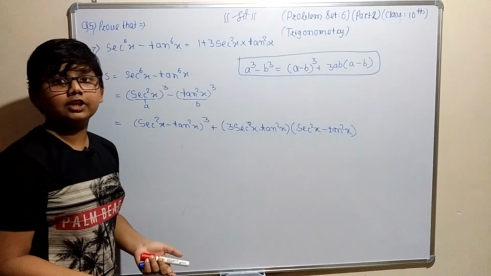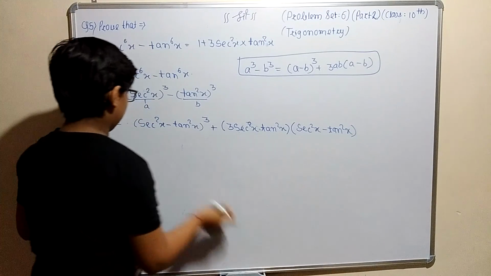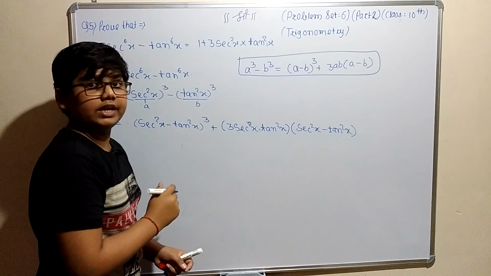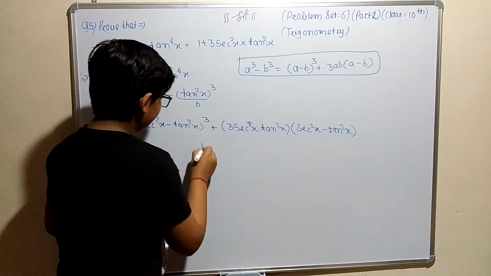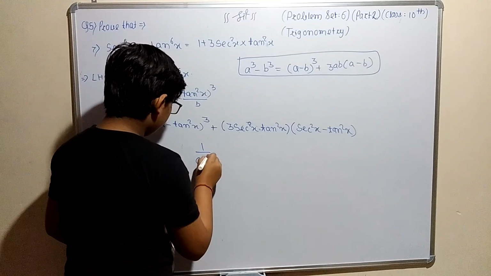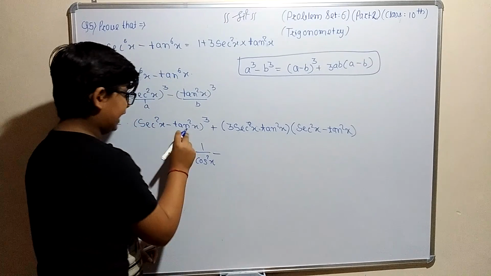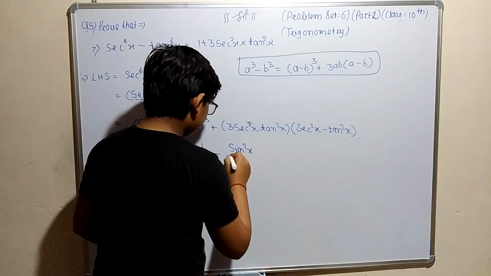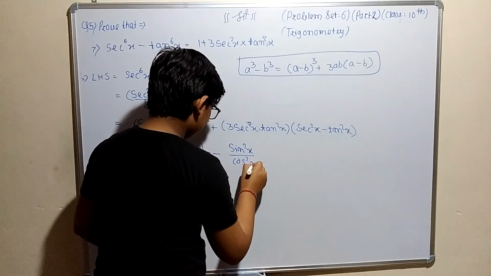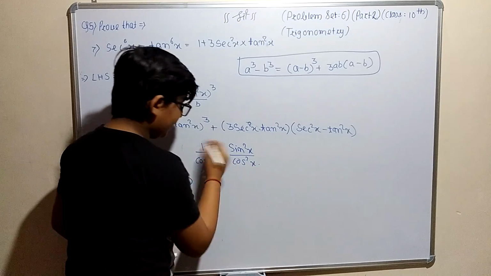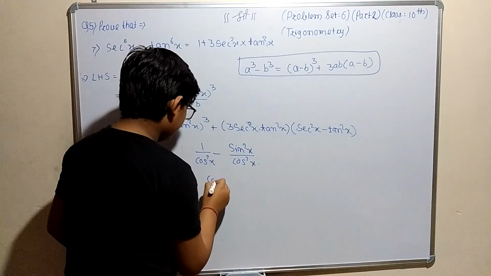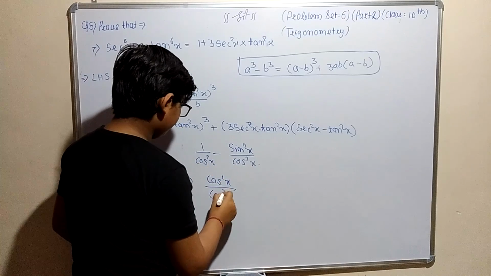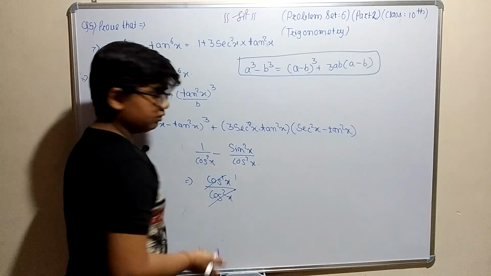Now how to solve this long expression? It will take this much blackboard only. Now there is a trick over here. We have to find the value of sec squared x minus tan squared x. Now what is sec squared x? It is 1 by cos squared x, minus tan squared x, which is sin squared x divided by cos squared x, that is equal to (1 minus sin squared x) divided by cos squared x, which is equal to cos squared x. The denominator will be constant cos squared x, that is equal to 1.